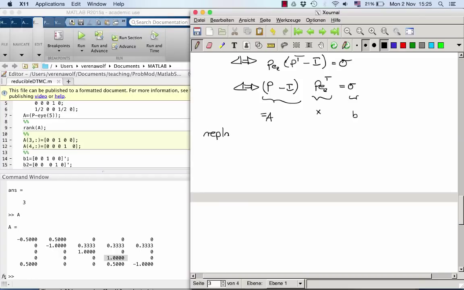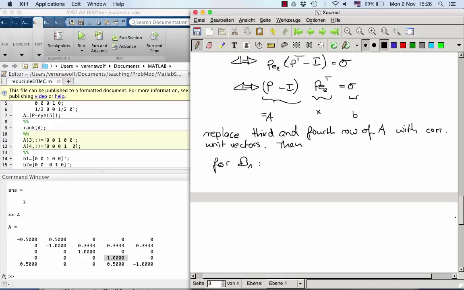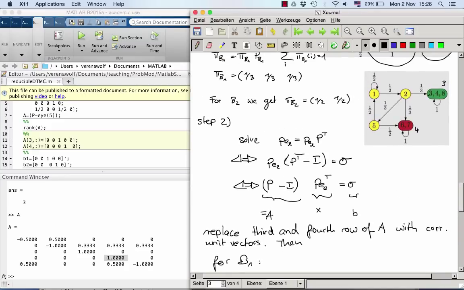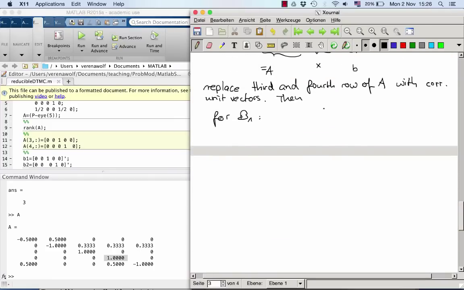So first of all, replace the third and fourth row of A with the corresponding unit vectors. Then for B1, we want to have x3 equals 1.